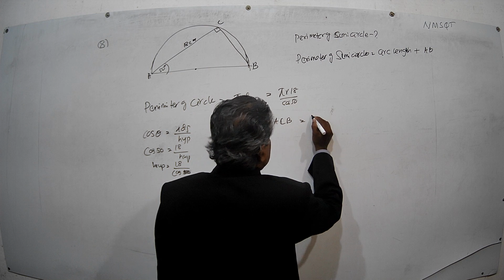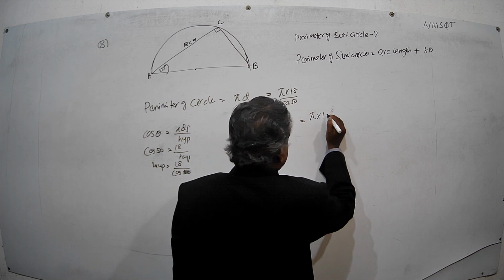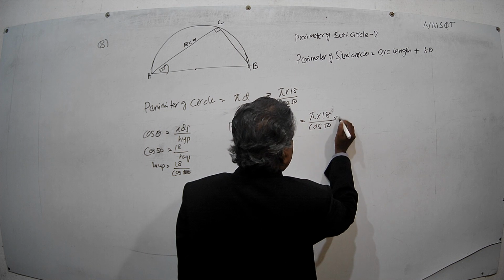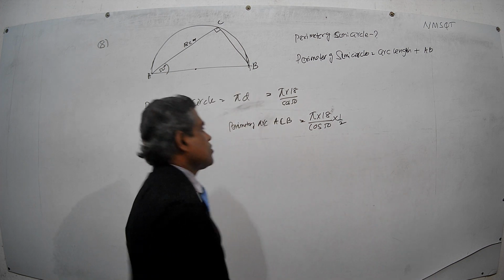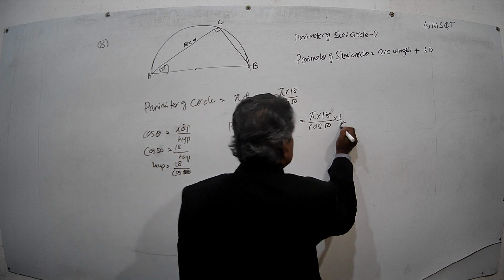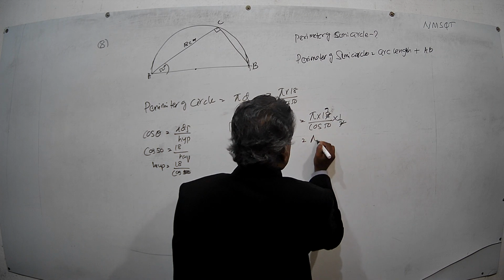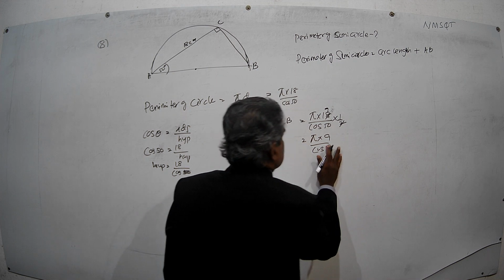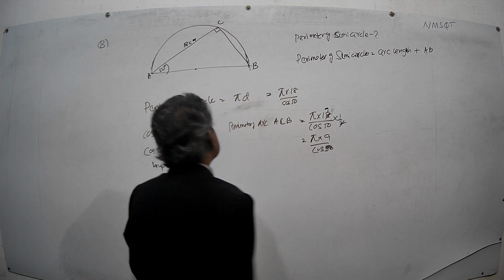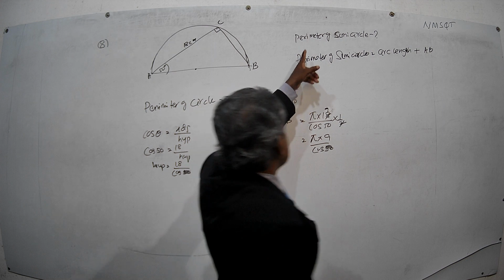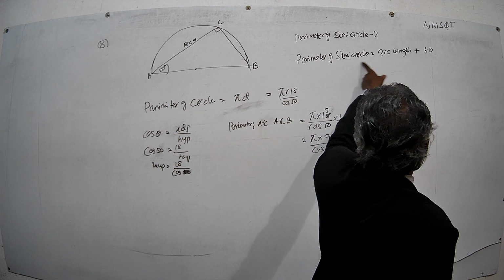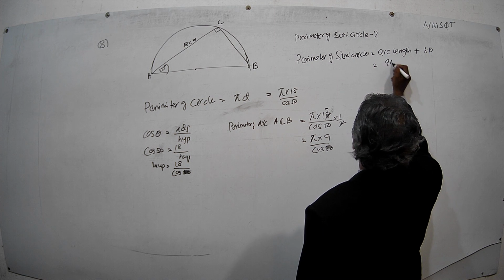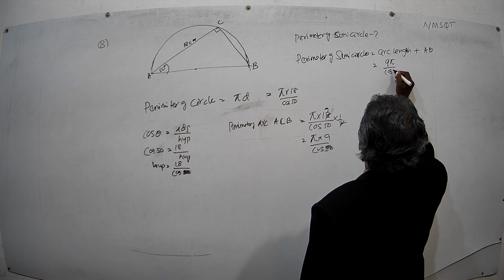Half a circle means you can write it as pi times 18 over cos 50 times half. Then you can calculate this if you want. 2 times 9 is 18. Then pi times 9 over cos 50. That will be this arc length. Therefore you write now here 9 pi over cos 50.